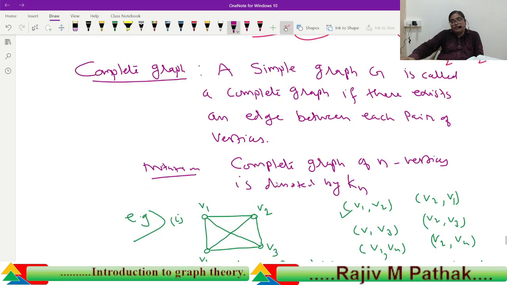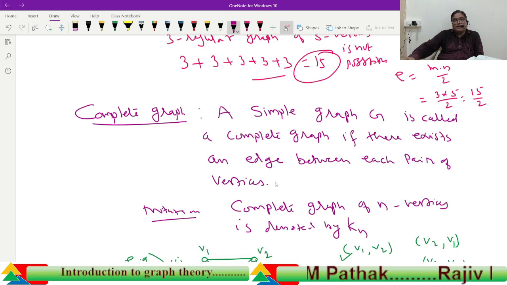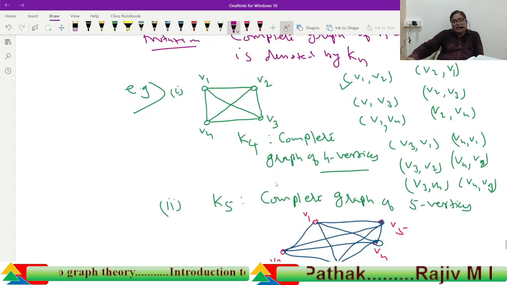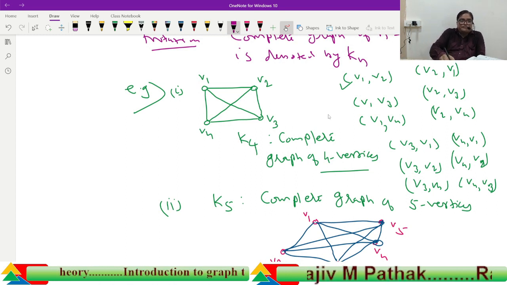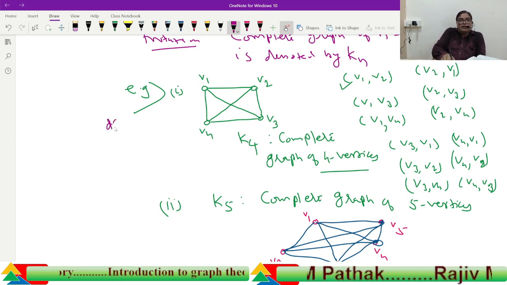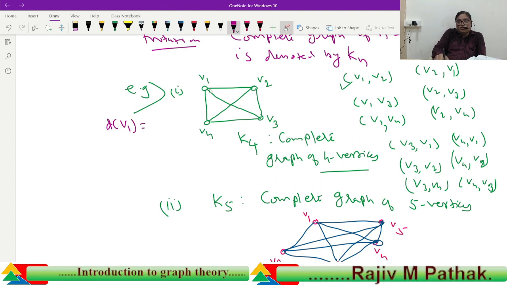Again, I recall this complete graph. What is complete graph? A simple graph G is called complete graph if there exists an edge between each pair of vertices. Okay. Now let us count the degree. This is K4, complete graph of 4 vertices. So what is degree of V1 here? What is degree of V1? 3. 1, 2, 3. 3 edges are incident on V1.